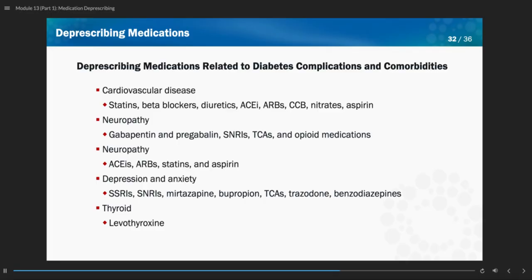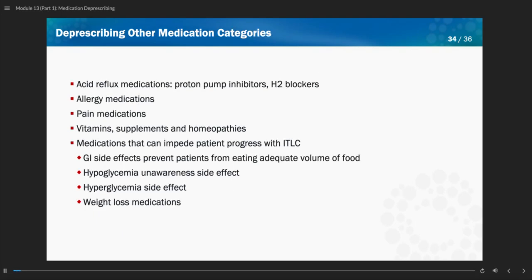So we could be looking at not only needing to reverse the medications for diabetes, but also needing to deprescribe medications such as statins, beta blockers, diuretics, ACE inhibitors, ARBs, calcium channel blockers, nitrates, and aspirin. Similarly, we also would be looking at medications for other complications and comorbidities such as neuropathy, nephropathy, depression, anxiety, and thyroid dysfunction. Some other categories unrelated, that don't usually come in a cluster with diabetes, are acid reflux medications, allergy medications, pain medications, some vitamins, supplements, and even some homeopathic remedies.